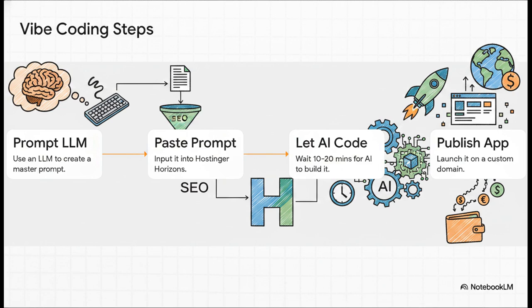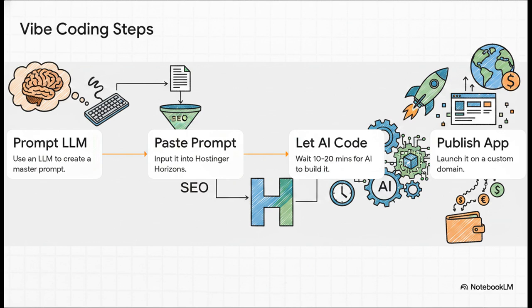Step 1, you ask your AI to generate a highly detailed master prompt. This prompt acts as your ultimate blueprint. It includes all your SEO requirements, your layout instructions, and the actual calculator logic. Step 2, you just paste that master prompt into an AI site builder like Hosting or Horizons.